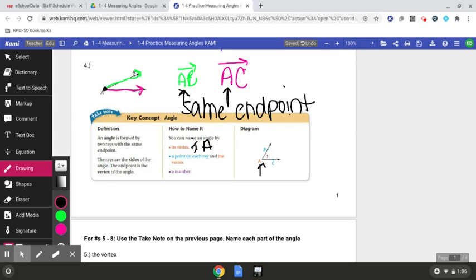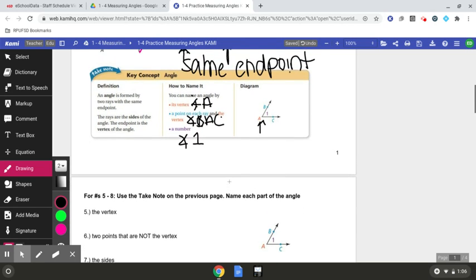Another way is a point on each ray and the vertex. You would go sequentially and start with, let's say, BAC. So it would be angle BAC. That would work. And the last way is with the number that's in the center. So that would be angle 1. So there are 3 different ways to name the same angle. You should know how to do all 3 of them.